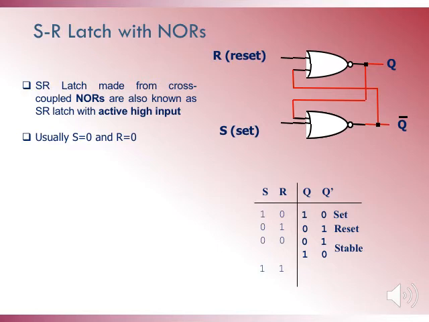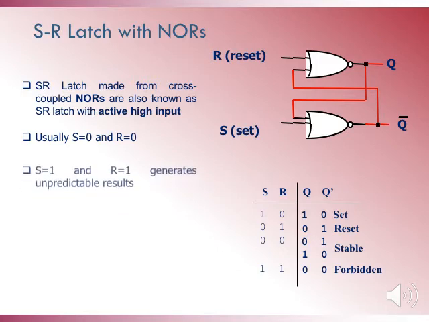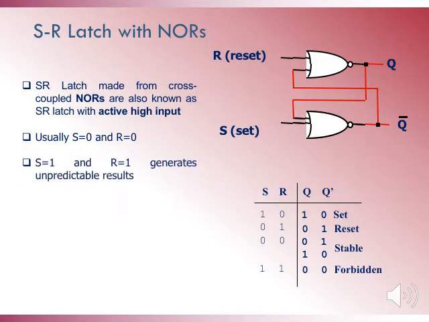For the fourth input combination, that is 1 1, we get output of both NOR gates as 0 0, which is usually forbidden for any latch, and hence S equals 1 and R equals 1 input generates unpredictable results for SR latch.